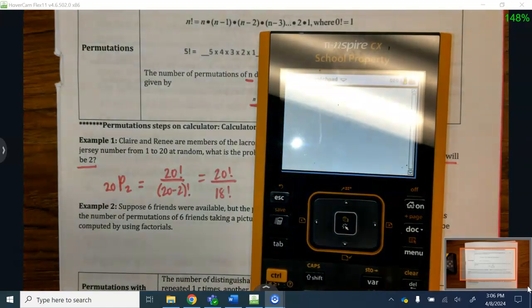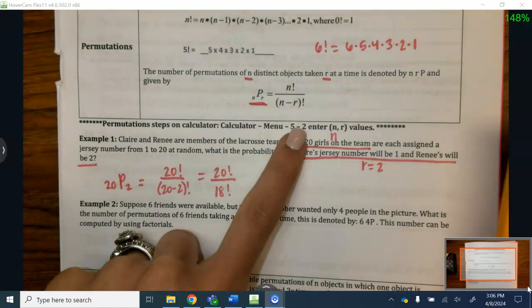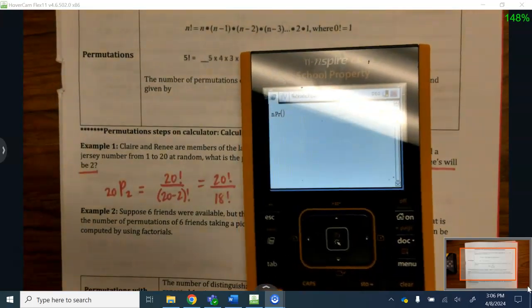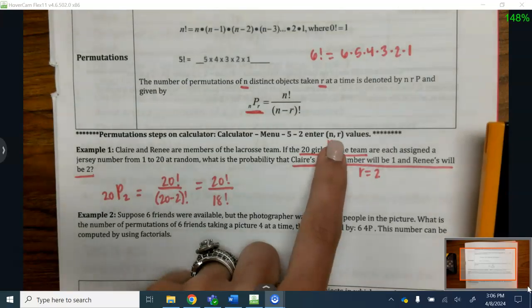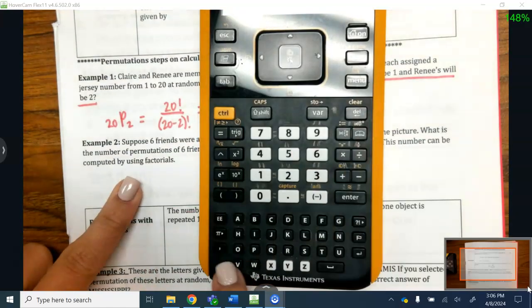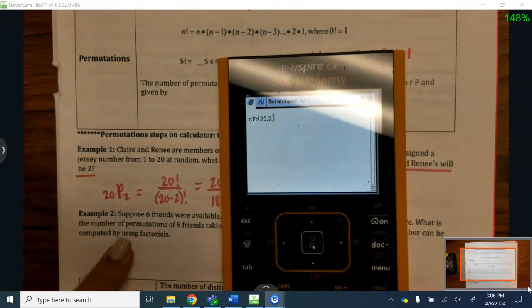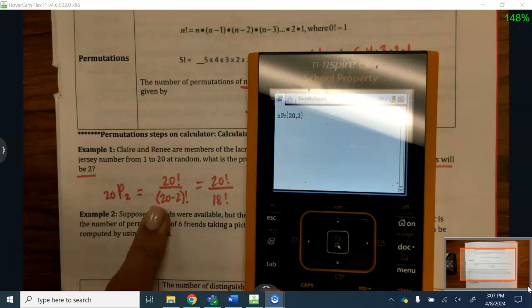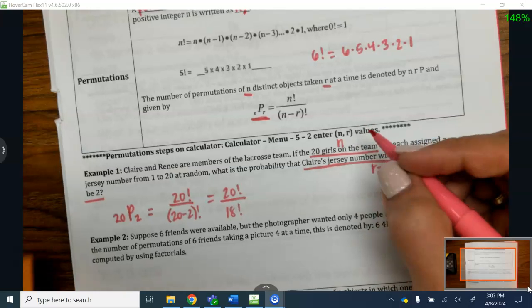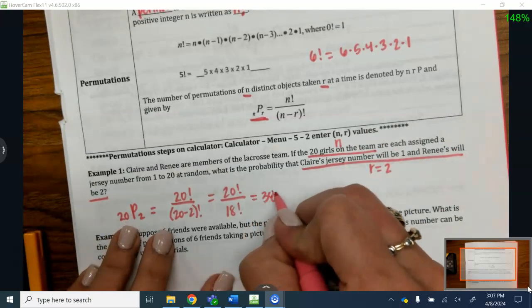So if I enter menu 5, and I press 2, 2 is that permutation option. All you have to enter is N, comma, R. So I'm going to enter 20. The comma is right down here at the very bottom of your calculator, so comma 2. It will solve this entire formula for you. Okay, 380. Now that is the number of permutations.